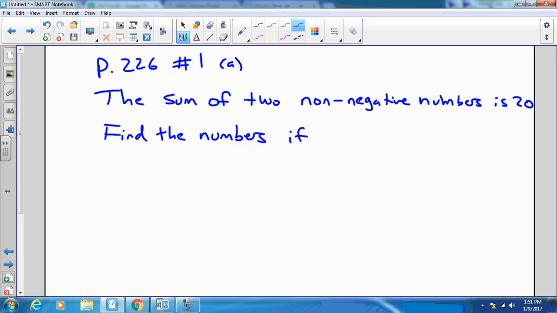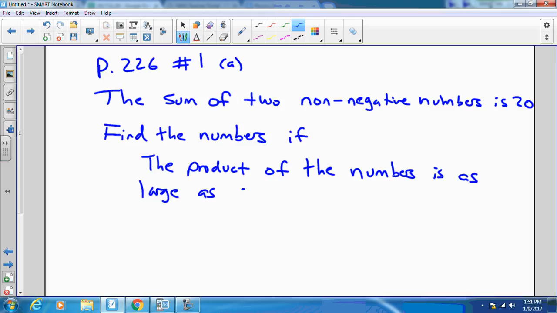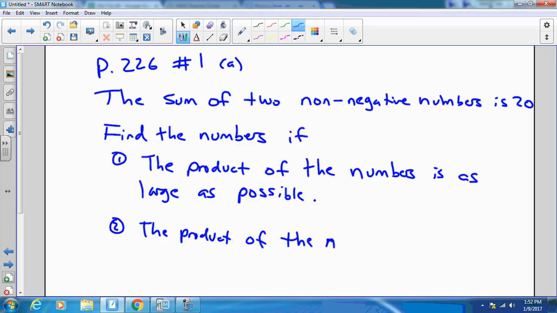This problem is a little bit confusingly worded. What they're asking are really 2 different problems. They should have done this as A and B, but they didn't. Find the numbers if the product of the numbers is as large as possible. And then in the second question, find the numbers if the product of the numbers is as small as possible.